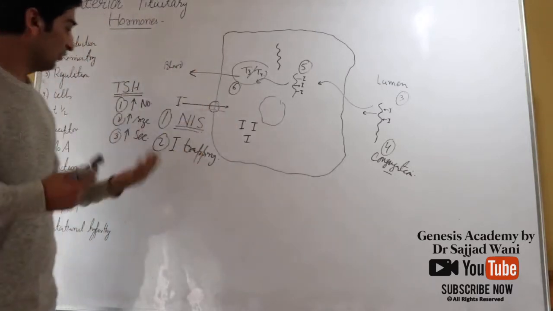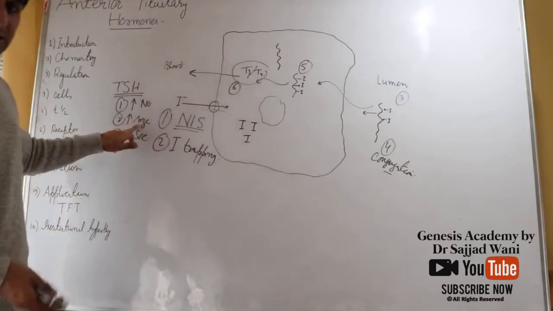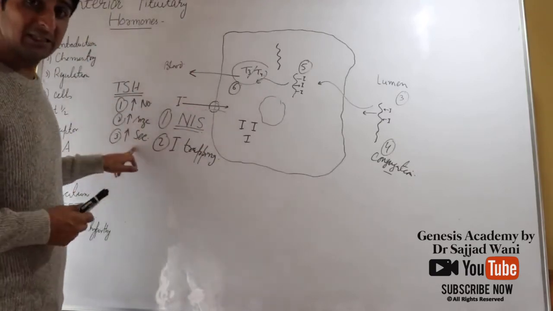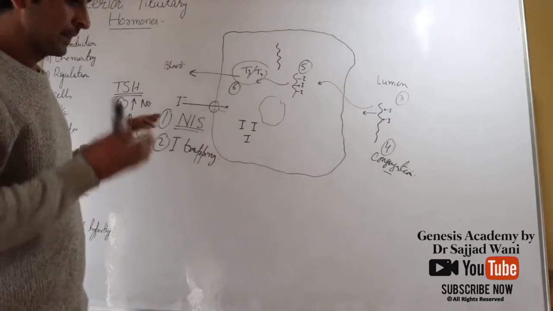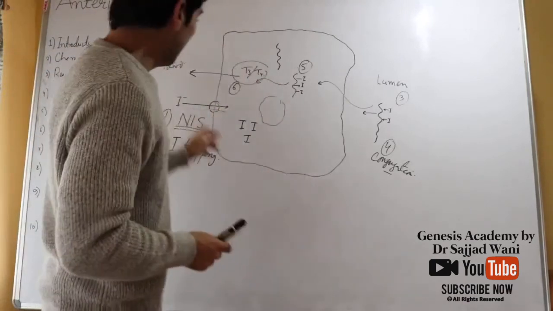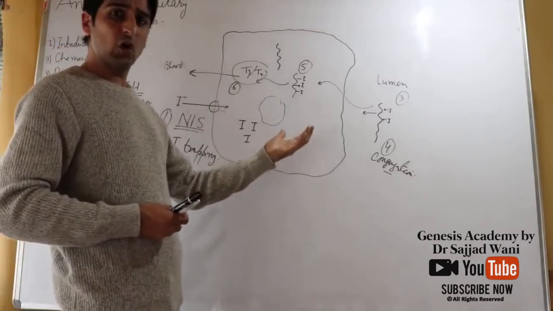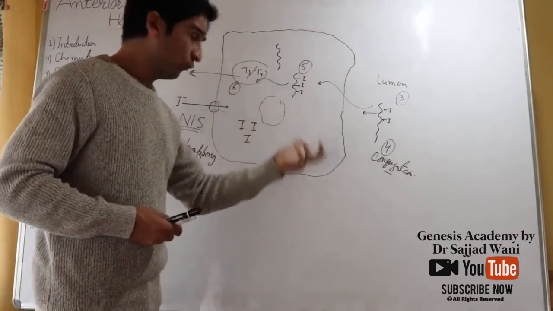Number one is growth. How does it help in the growth? Because it increases the number of follicular cells, it increases the size of the follicular cells, it increases the secretory activity of follicular cells, it also converts the cuboidal cells into columnar cells, and it has a stimulating effect at various stages of the thyroid hormone formation.